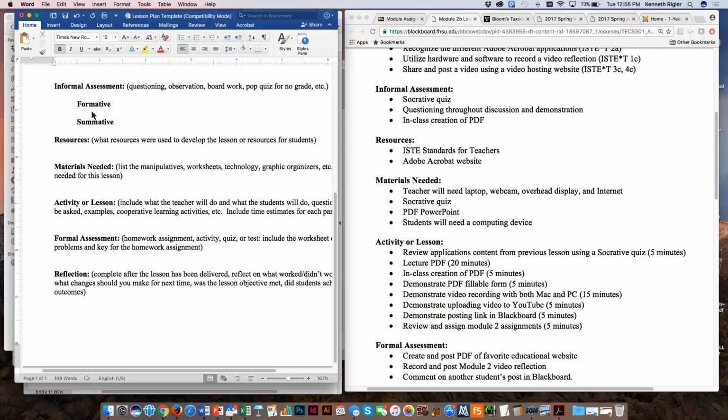Okay, formative, summative. Now, keep in mind, you have 2 sections of standards. You have informal assessment and you have formal assessment. Those are 2 categories. And then 2 types of assessments are formative or summative. Anybody want to take a shot at the difference between the 2?